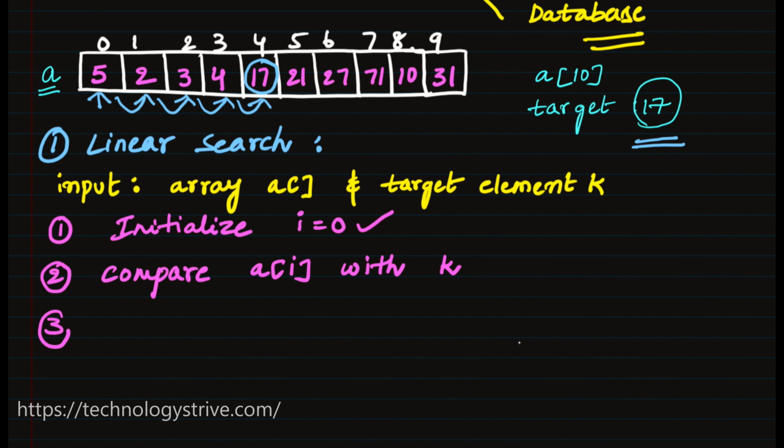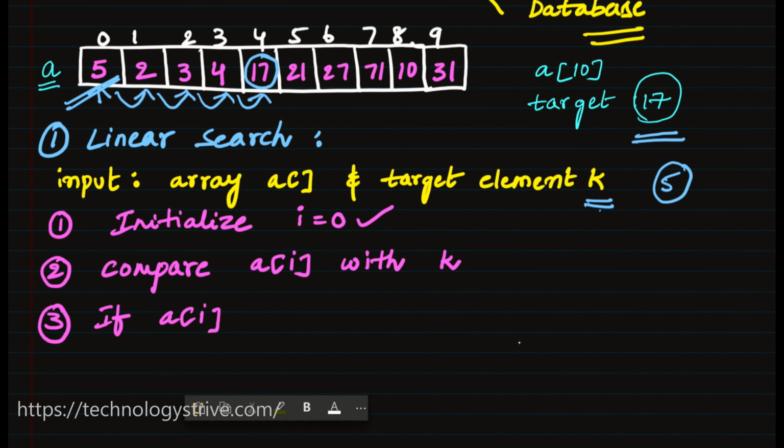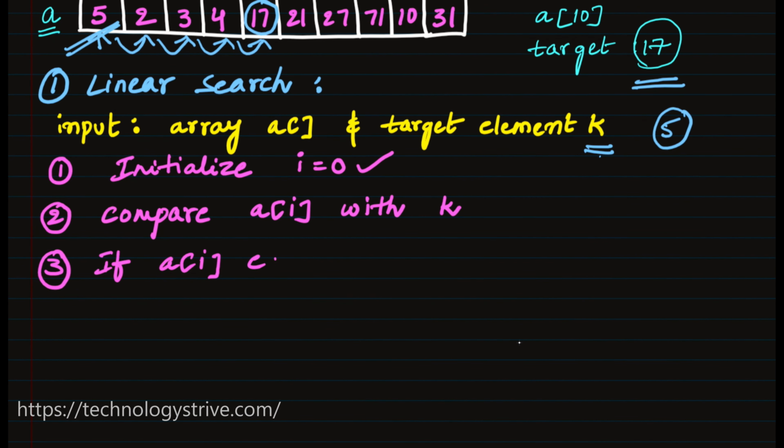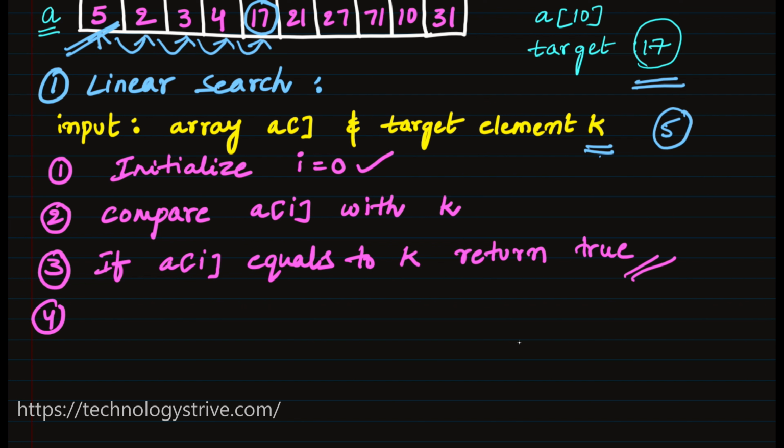So then third step, if A[i] matches, so how do we represent matching? Equals to, right? If A[i] equals K, then we found the target element, which means we have to return true. Then if it is not matching, that is the else case. If it is not matching, then what do we have to do? We have to go to the next element. How do we do that? We have to increment our index.